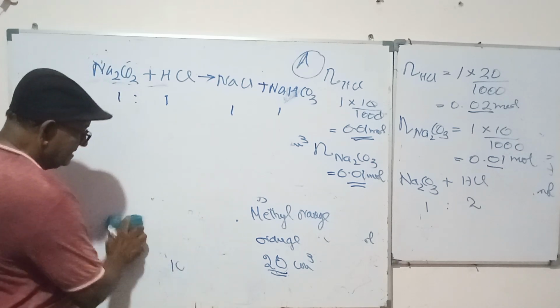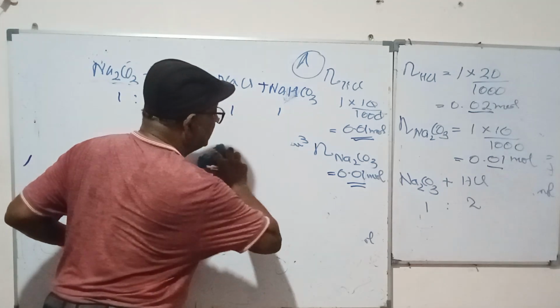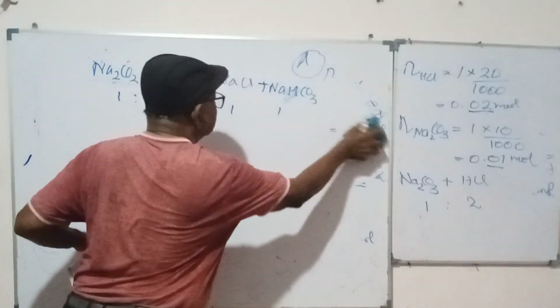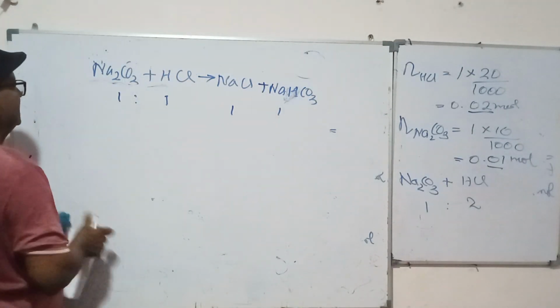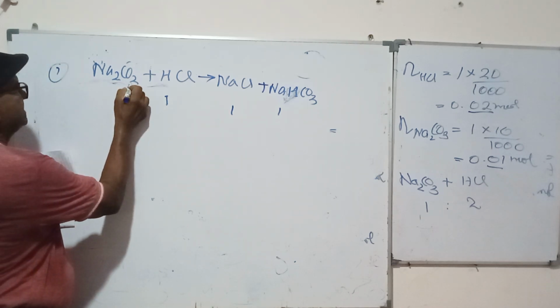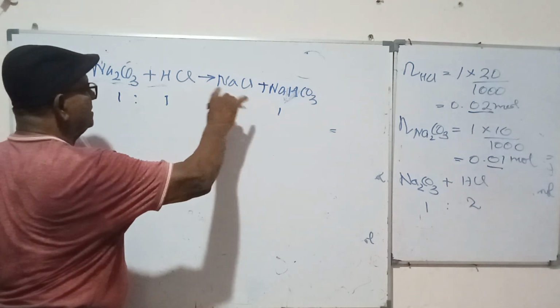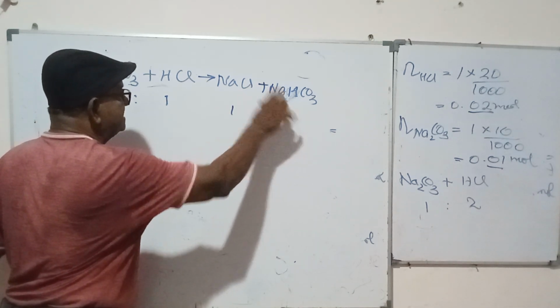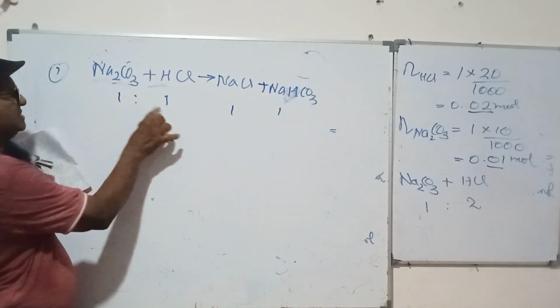Then, if we consider these two reactions, the first one: sodium carbonate reacts with HCl to give sodium chloride and sodium bicarbonate. The reaction occurs in a 1:1 ratio.